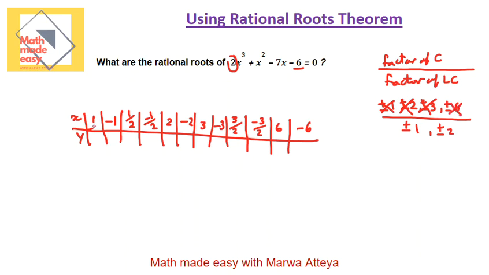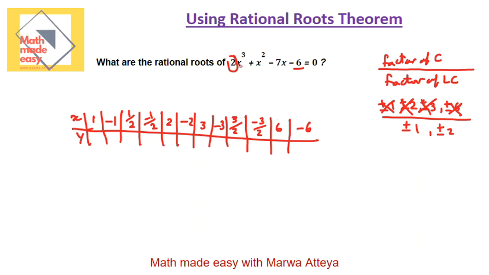Now these are all the possible rational roots we have. These are all the rational numbers we can get by dividing the factors of the constant by the factors of the leading coefficient. Now, of course, not all of these are roots of the equation. We need to test them one by one to find out which of them is a root for this equation.